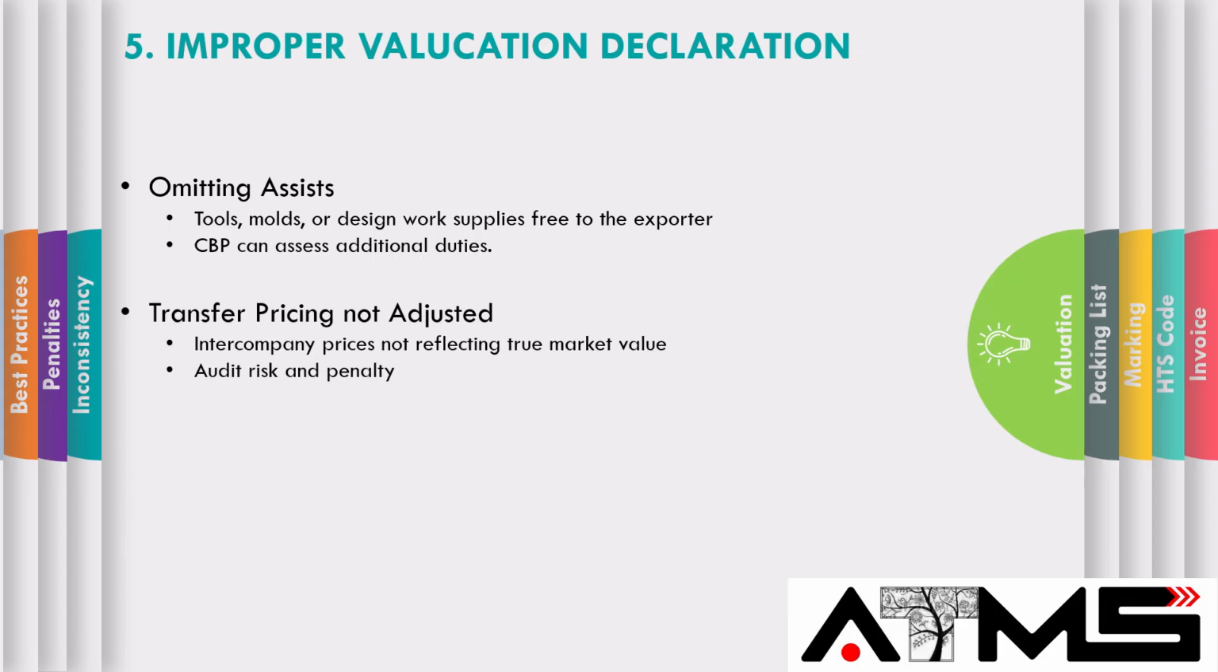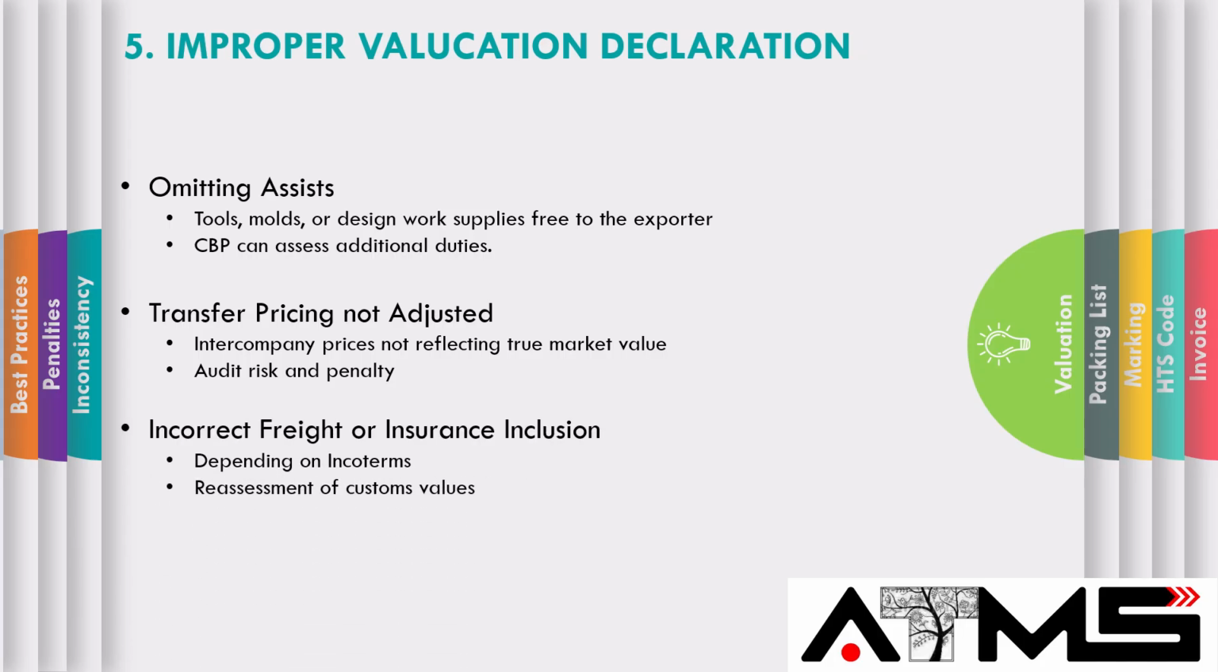Transfer pricing error between related parties. For instance, selling an item worth $100 on the market for $10 between affiliated entities can trigger a CBP audit and a fine for undervaluation.